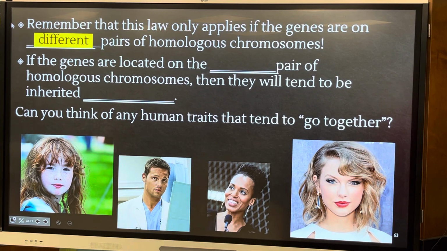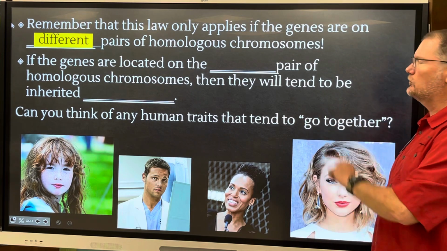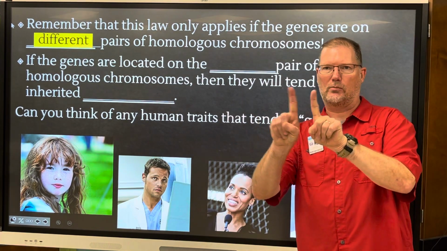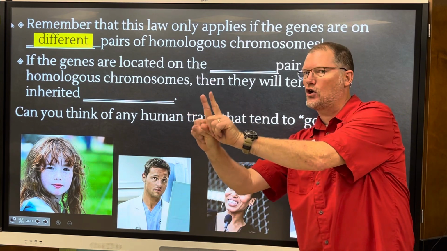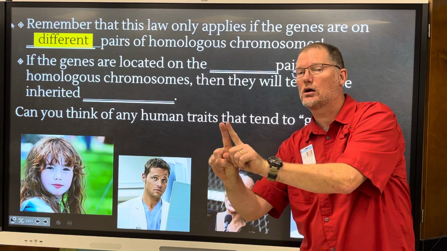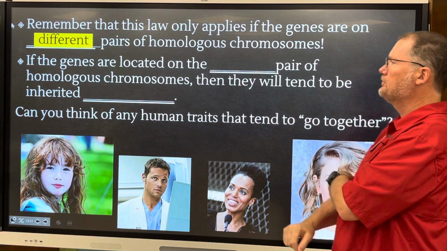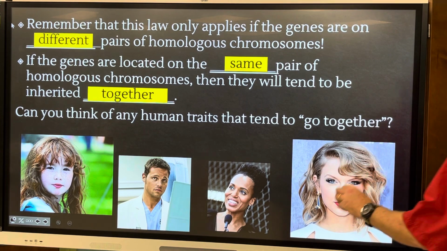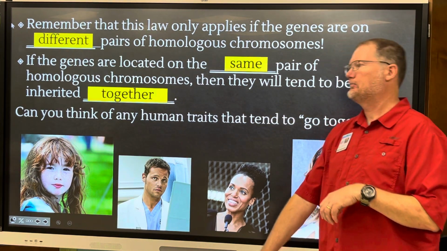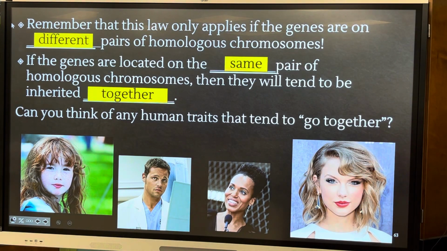Now remember that this law only applies if the genes are on different pairs of homologous chromosomes. So you've got chromosome 1 and 2 from mom and dad, and then you've got other chromosomes over here, a different pair, and the gene for the other trait is on those chromosomes, okay? If the genes are located on the same pair of homologous chromosomes, they often tend to be inherited together, not independently. Can you think of any human traits that tend to go together?